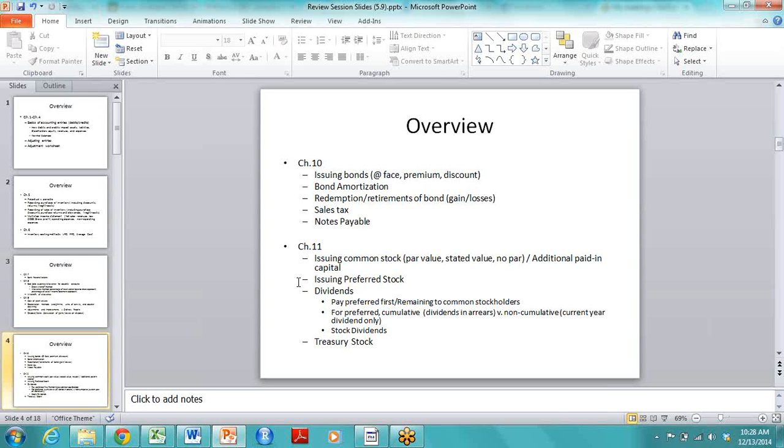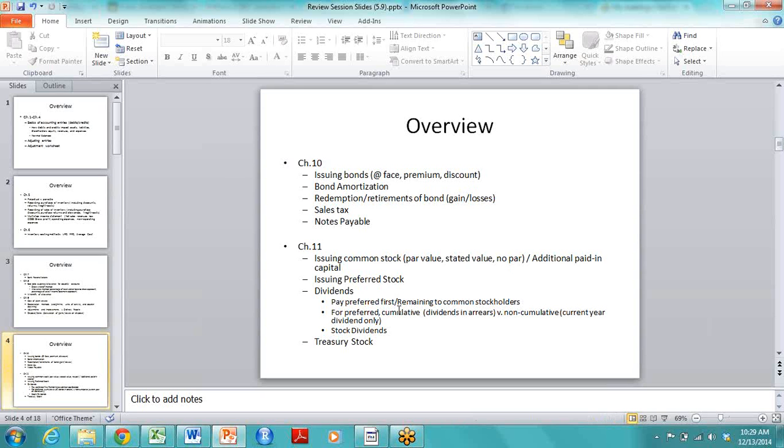Now, one thing we have to know is whether something is cumulative or non-cumulative in terms of the terms of the preferred stock. Let's say that the preferred stock was issued at the beginning of 2012, and the first dividend declared by the company was in 2014. If the preferred stock was cumulative, you would need to pay the preferred stockholders for every year that preferred stock was outstanding before you gave a portion to the common stockholders. If it was non-cumulative, you would just pay them for the current year that the dividend was declared.